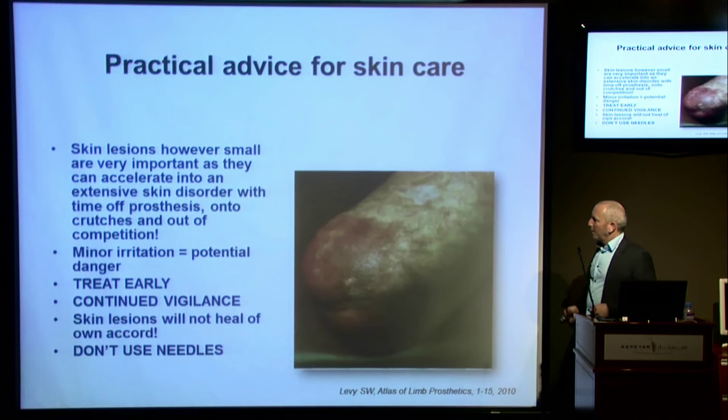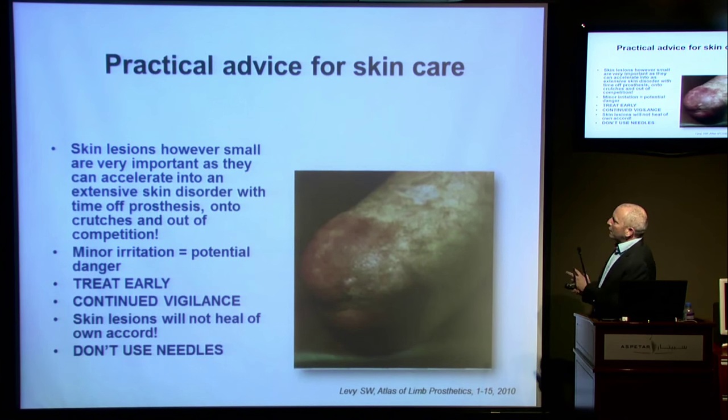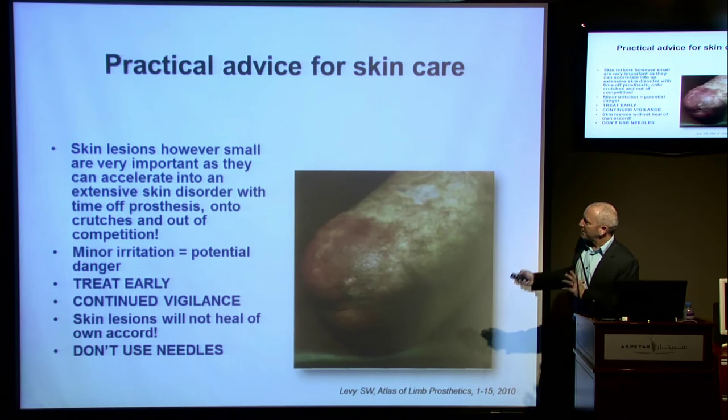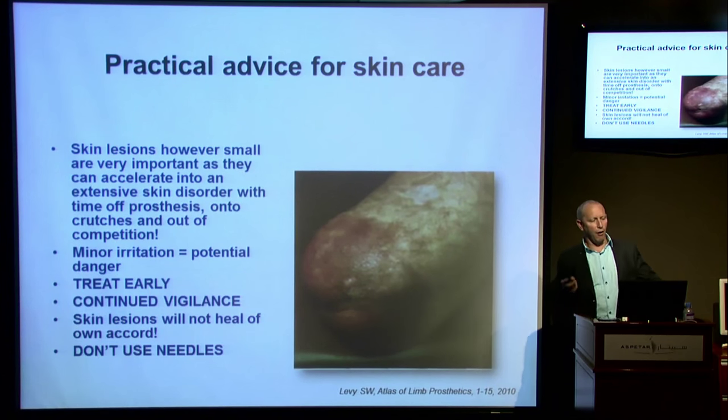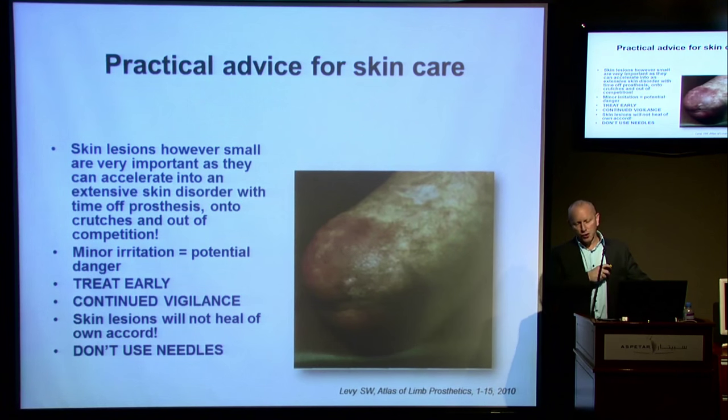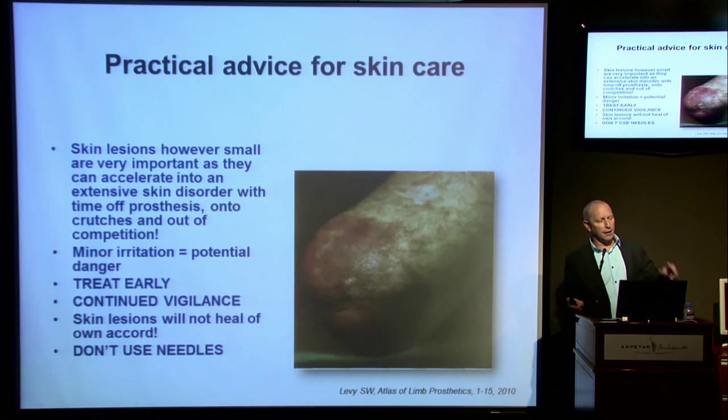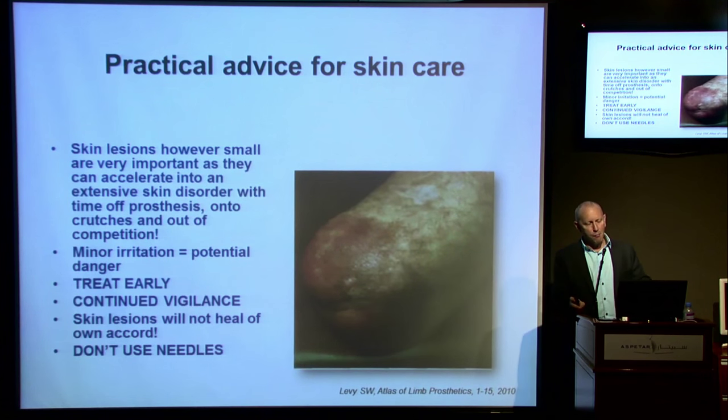So the big take-home message that I want to give you is that skin lesions that occur on a stump, however small, are very, very important, because they can just accelerate into an excessive disorder, time off the prosthesis, onto crutches, and out of competition. And that's not what we want. So anything minor that happens on a residual limb is a potential danger.